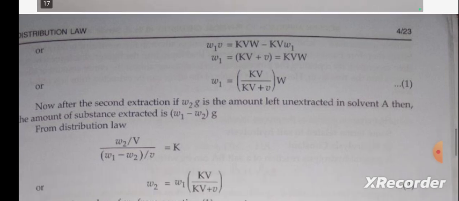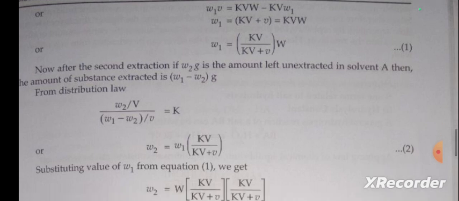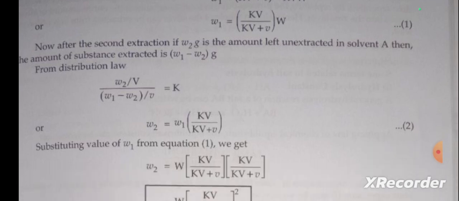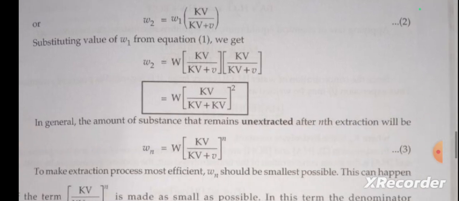Now after the second extraction, W2 g is the amount left unextracted in solvent A. Then the amount of the substance extracted is W1 minus W2. From the distribution law, W2 by V divided by (W1 minus W2) by V is equal to K. W2 is equal to W1 times KV by (KV plus V). Substituting the value of W1 from equation 1, we get W2 is equal to W times KV by (KV plus V) into KV by (KV plus V). W2 is equal to W times (KV by (KV plus V)) squared.